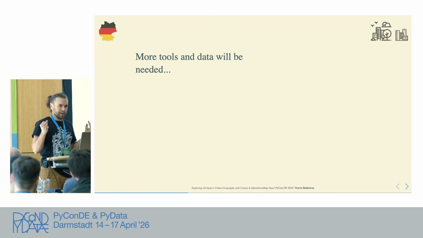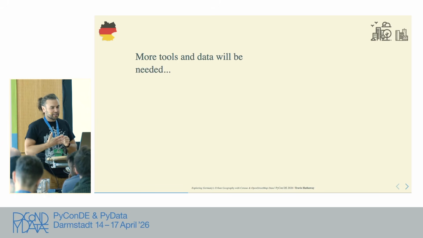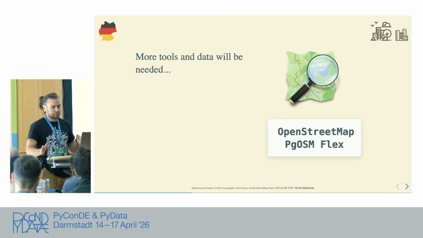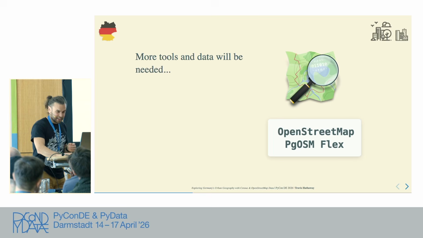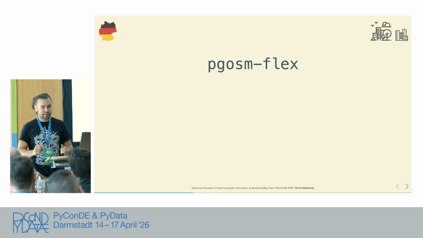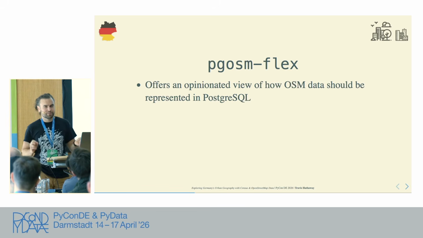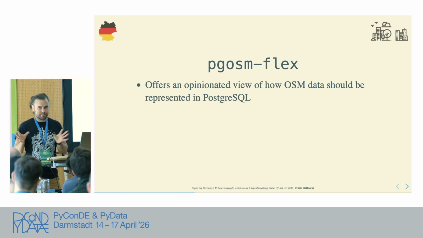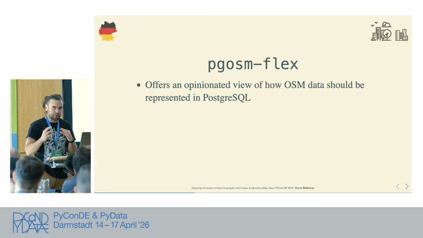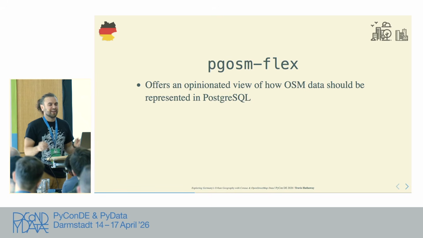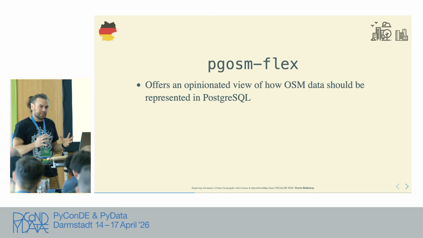We have all this wonderful data about Germany's population, but I needed even more. And for that, I turned to OpenStreetMap. Specifically, I turned to a tool called pgosmflex. pgosmflex is a simple wrapper around OSM to PGSQL. OSM to PGSQL you can think of as a low-level tool that allows for the importing of big data sets of OpenStreetMap data into Postgres. And pgosmflex is a wrapper around this that offers a more opinionated view of how the OSM data should be represented in the database itself.